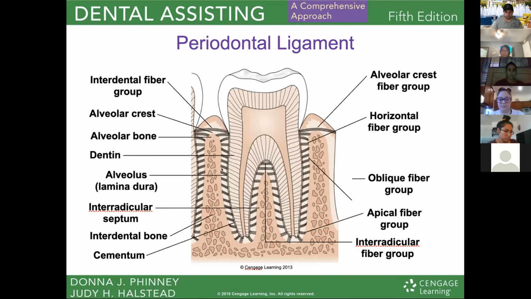So periodontal disease can destroy all of these fibrous tissues. There are two types of fiber groups. We have the periodontal and the gingival. The gingival fiber groups would be on top. Periodontal ligaments would be on the bottom.